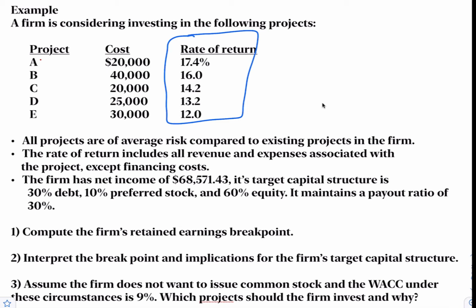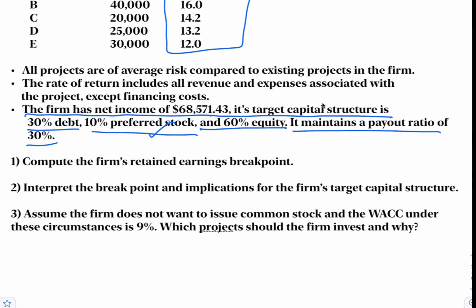The third footnote says the firm has net income of $68,571.43. Its target capital structure is 30% debt, 10% preferred stock, and 60% equity. That adds up to 100%, so you always want to check that. And it maintains a payout ratio of 30%. The first question says, compute the firm's retained earnings breakpoint.